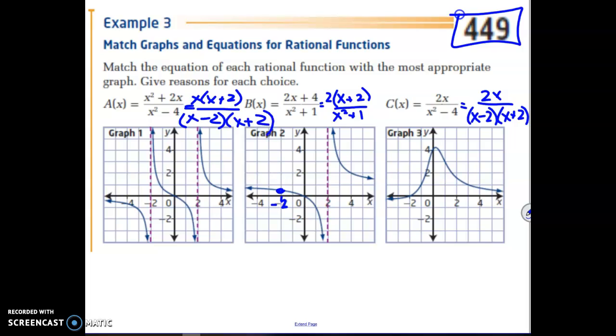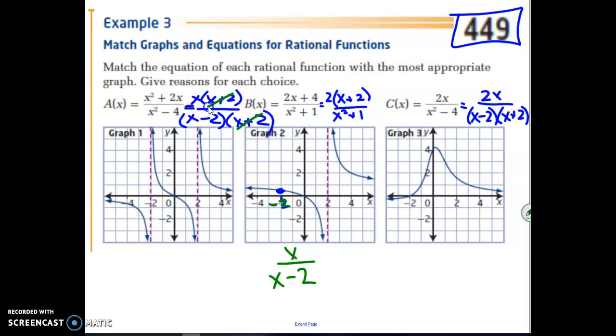So when I'm looking at these factors, first of all I'm going to see if any have a hole in it by comparing if any factor is the same on top and bottom. So here in graph A, we're going to have the hole at x plus 2, which means that minus 2 is where the hole is located because we set the factor equal to 0. Now I want you to look at the rest of this function. This function I'm left with then is x over x minus 2.